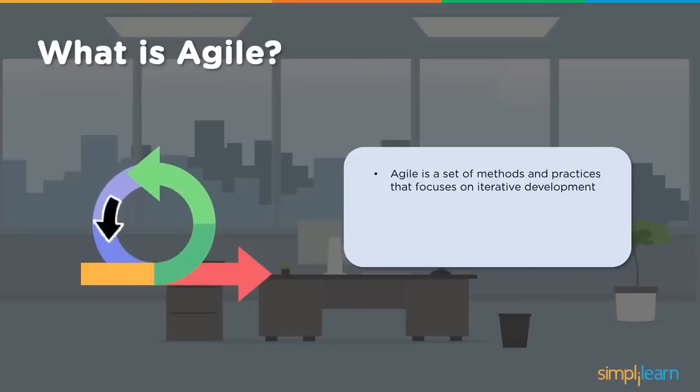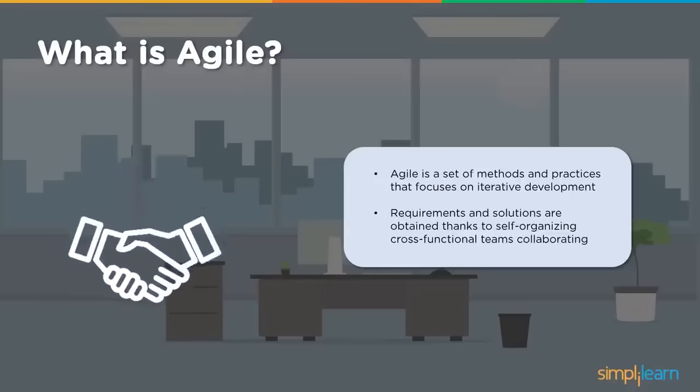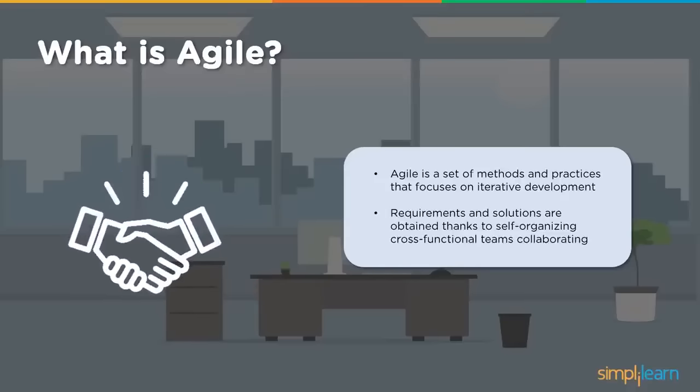This is not a whole product. It is part of that bigger product. Requirements and solutions are obtained thanks to self-organizing cross-functional teams collaborating. When we say self-organizing cross-functional team, the size of the team I am speaking about is 7 plus or minus 2, who have various different skills. Each team member has different skills and they complement each other.